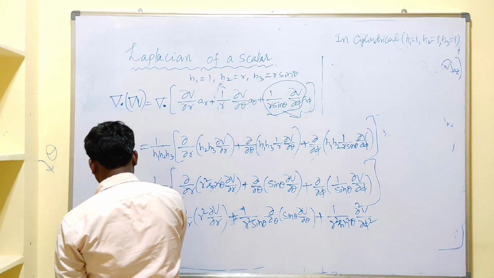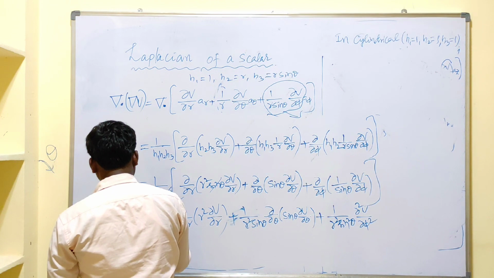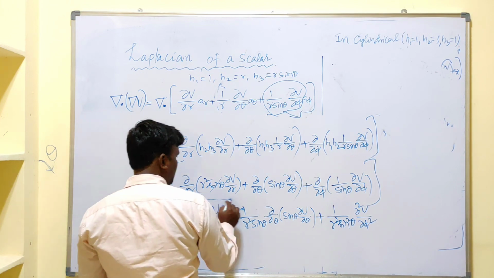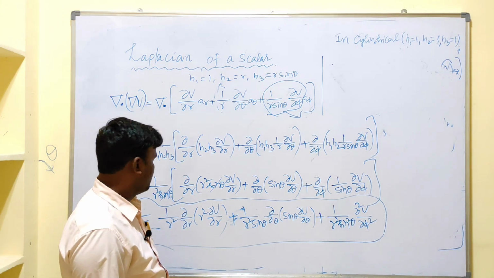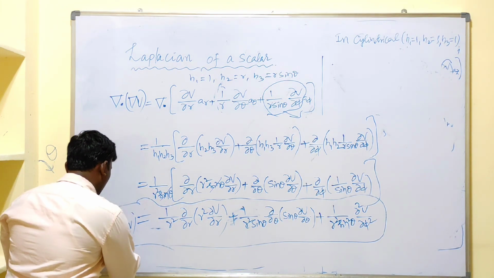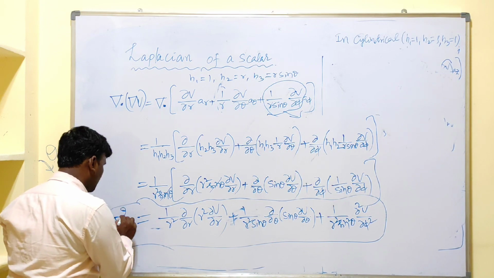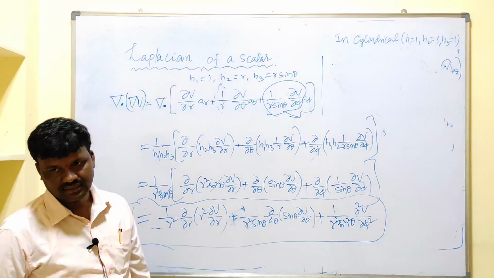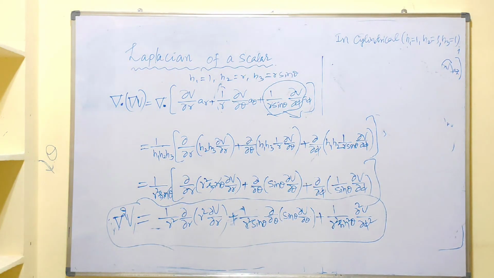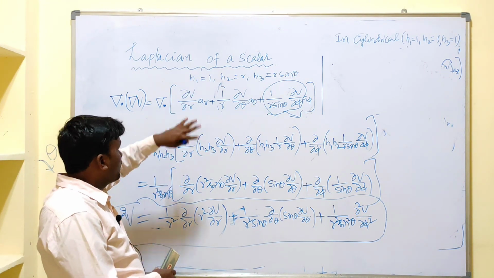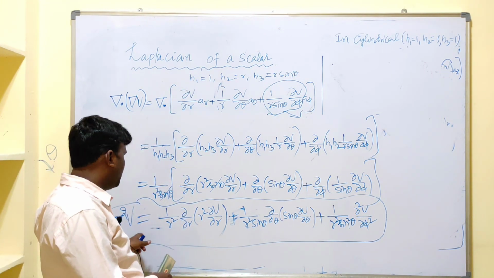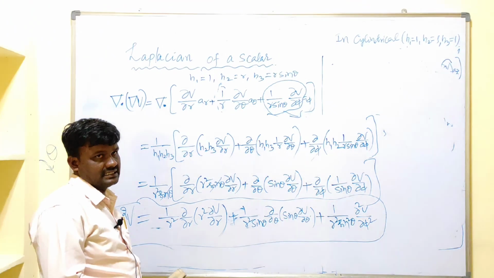Please verify this once. If we apply properly or correctly, we will get the del square V formula in spherical coordinates like this. This is all about the derivation of the Laplacian operator, or Laplacian of a scalar, in the spherical coordinate system.